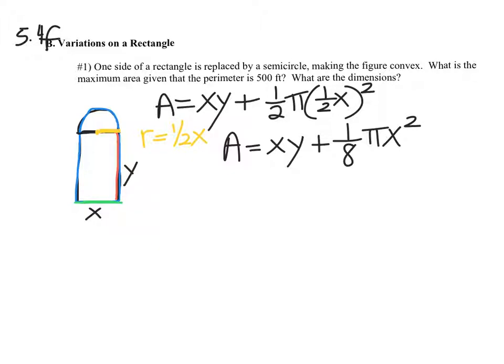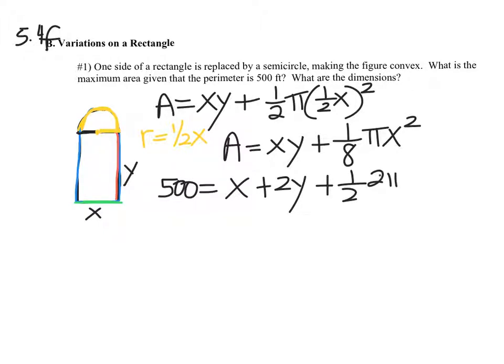So let's leave that for a minute. Now let's set up our perimeter. Our perimeter is going to be 500 equals, and we're going to add our way all the way around this thing, not across this yellow part. The perimeter is just the outside. So we need an X, we need 2 Y's. Picture yourself walking around this thing. And now we're going to need half of the circumference. So 1/2 2 pi r, and r is 1/2 x.